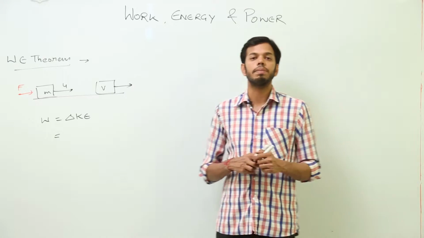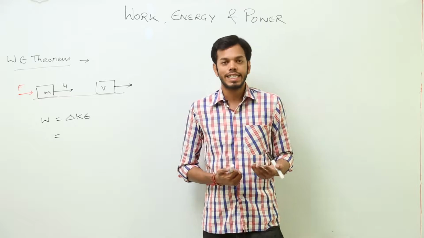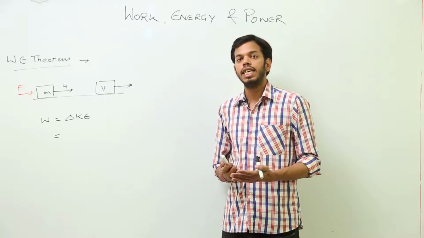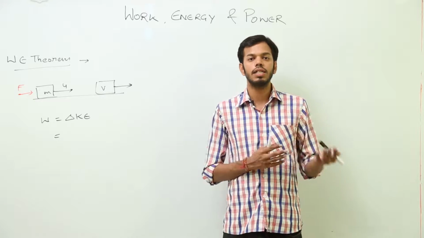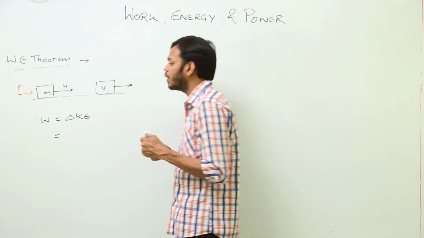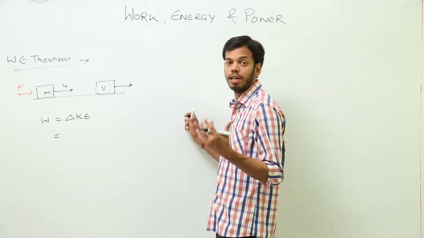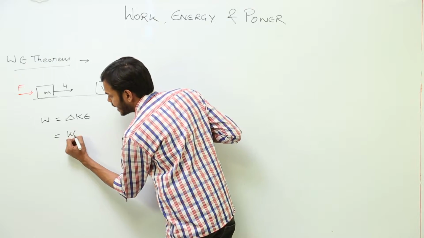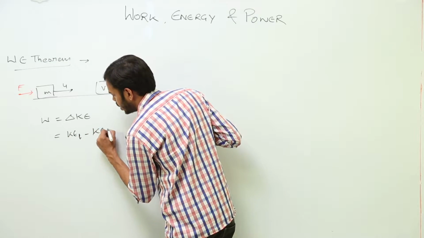See, it's a simple concept. For example, your weight is currently 60 kg and after 2 months it's 80 kg. So the change in weight is 80 minus 60, which is 20. That is how we always formulate the value of change, which is final minus initial. So this is kinetic energy final minus kinetic energy initial.